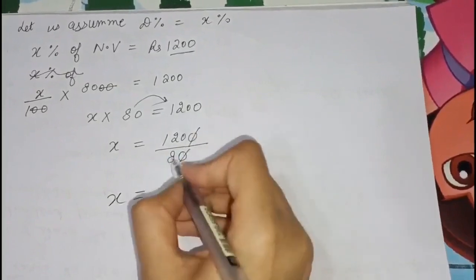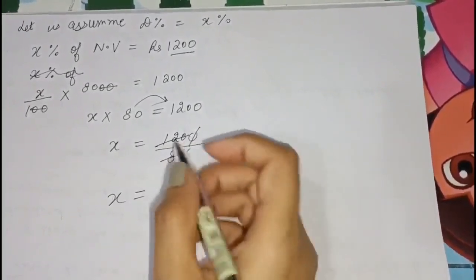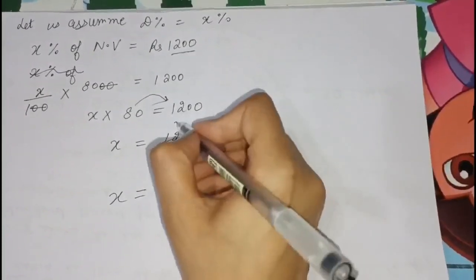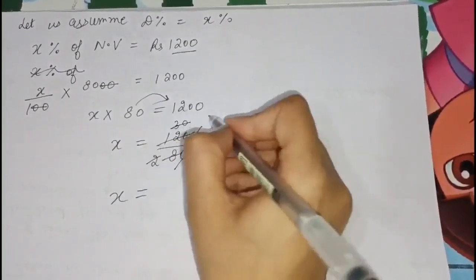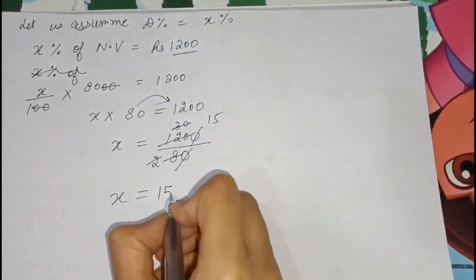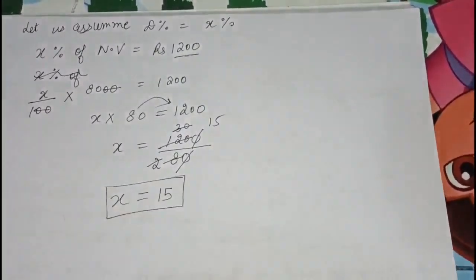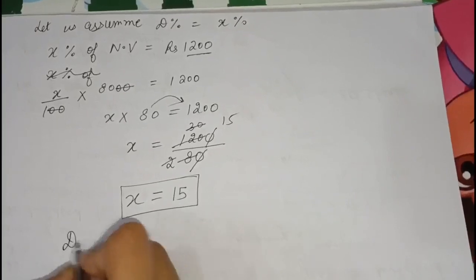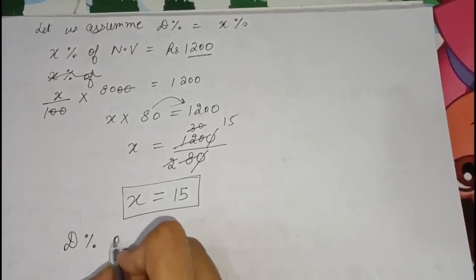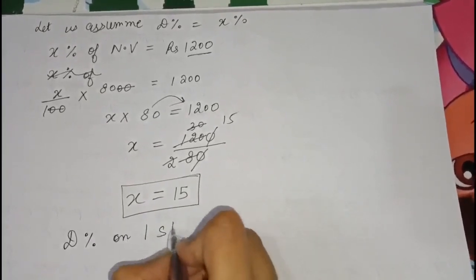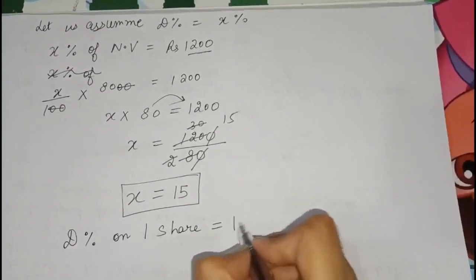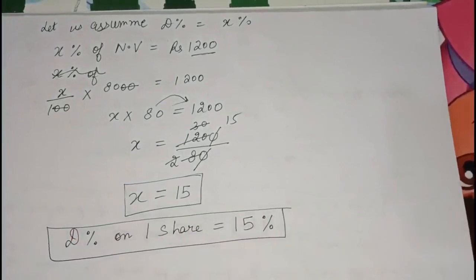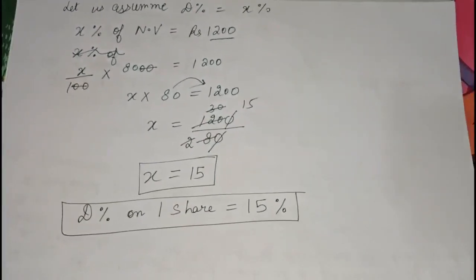When you are doing this cancellation, you can do it on 4's table. 4 into 2, 4 into 30, and then 2 into 1, 2 into 15. So the X value we have got is 15. That means dividend percentage on each share, or one share, is equal to 15%. So here we completed this question.